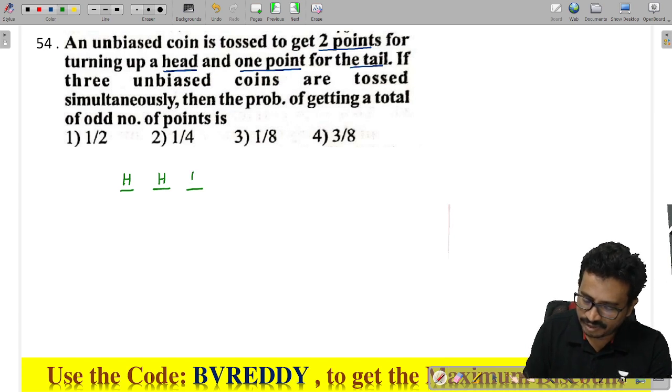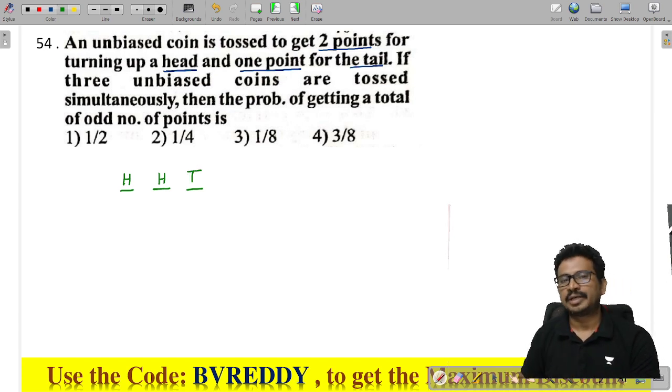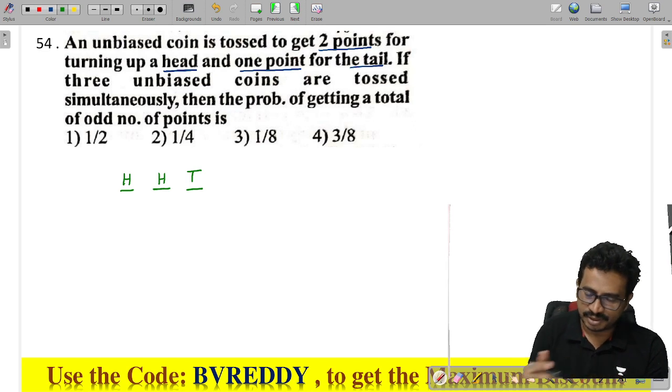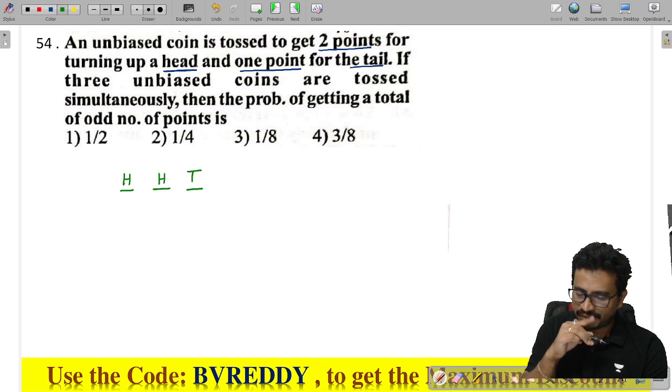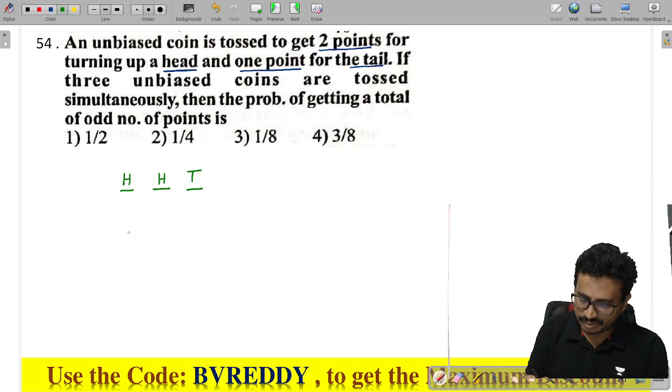That's why if it is a tail, I will get odd points. You see, 5 points I will get. That is an odd number. This is one combination, isn't it? Next, what are the other combinations? You tell me.